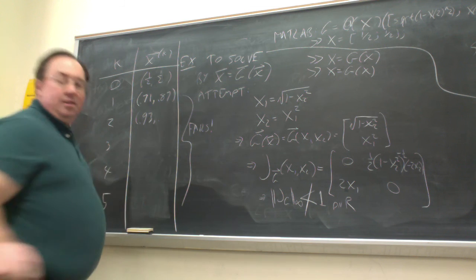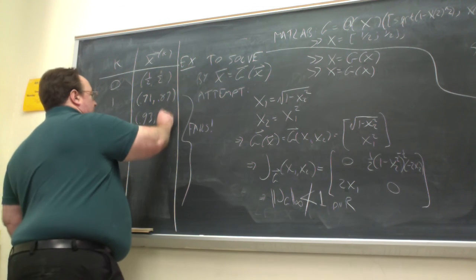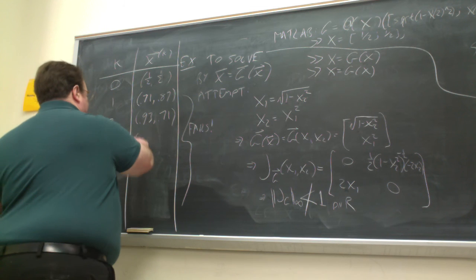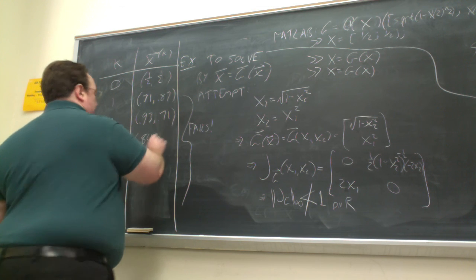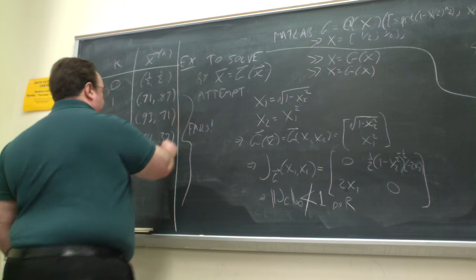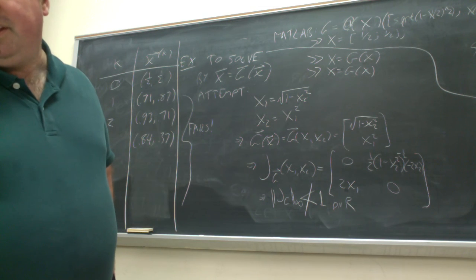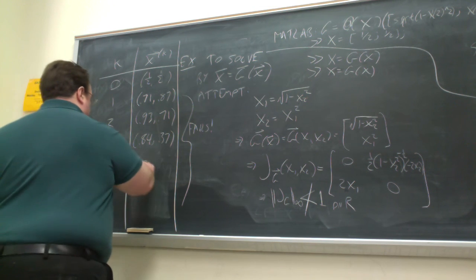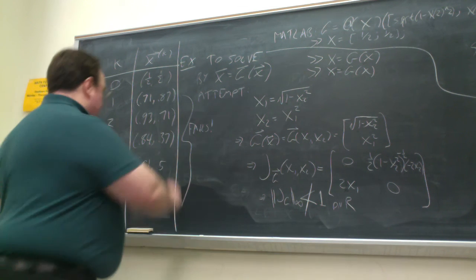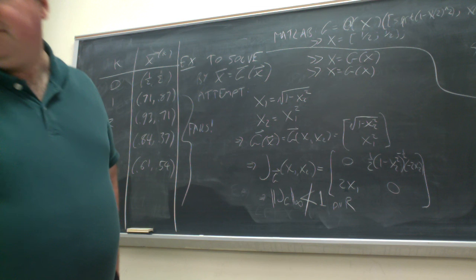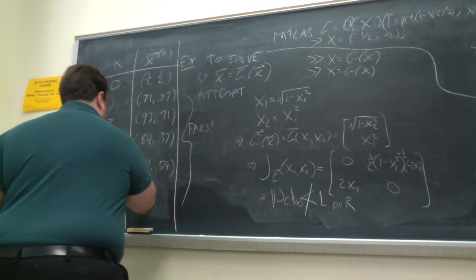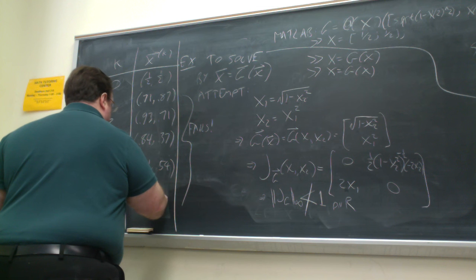0.93, 0.71. Okay, and then 0.84, 0.37. That's a little discouraging. Okay. 0.61, 0.54, and 0.74, 0.8. Okay. Not quite as schizophrenic.